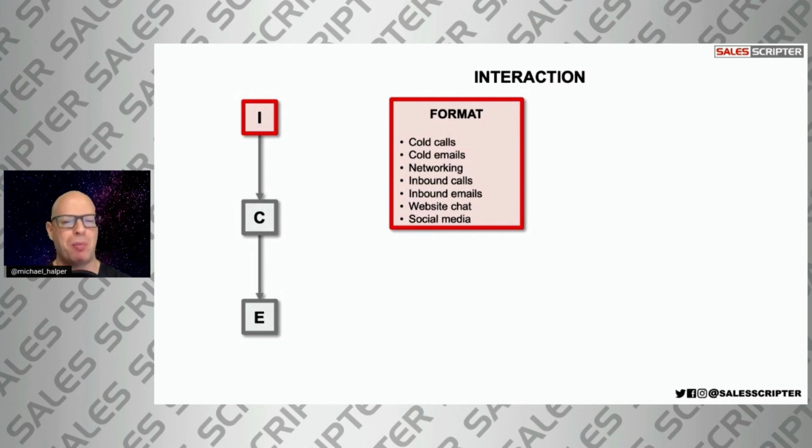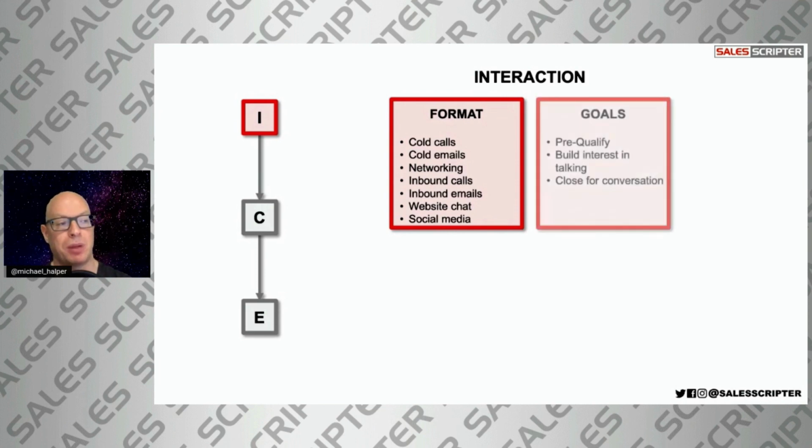By the way, you don't have to memorize this list or any of these details. I'm trying to help you get your hands around what each of these steps might look like, so that you can have more clarity as to where you're at in the process when you're talking or interacting with a prospect and what you need to do. So this is what the interaction step can look like.